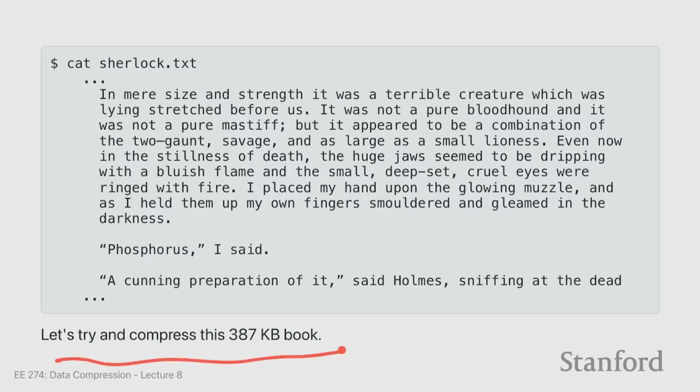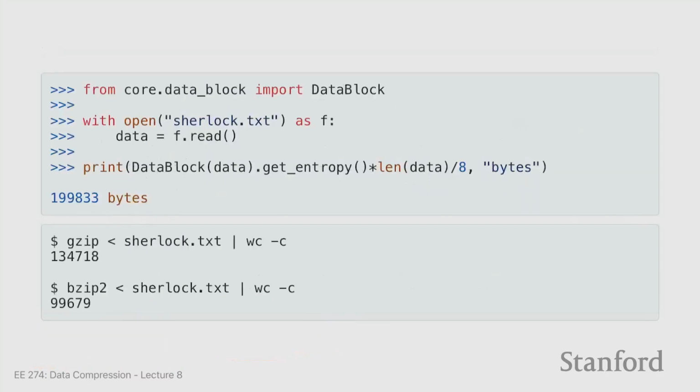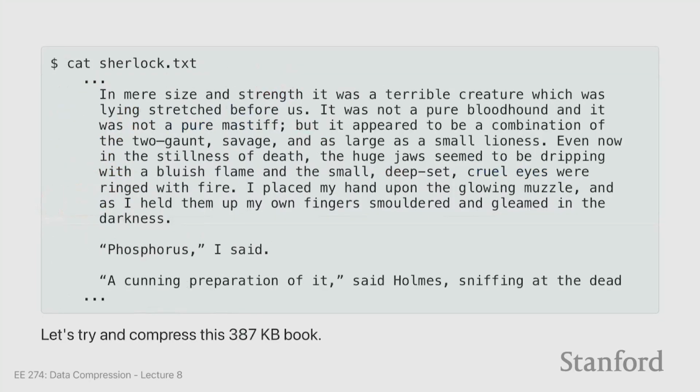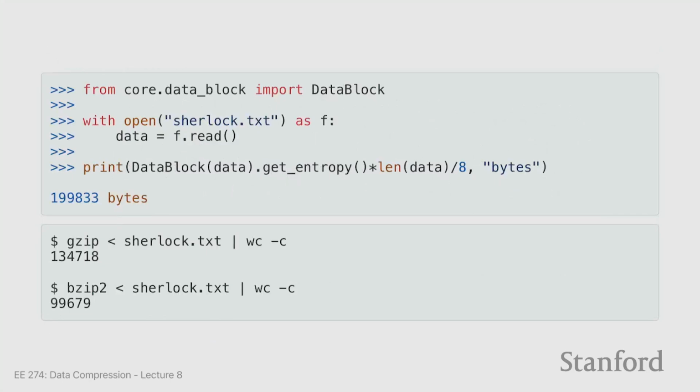Okay, so we read all about entropy coding and so on, right? So I thought let's try to compress this book. I called this get entropy function to get the empirical entropy. You compute the frequency of each of the letters and compute it. I got 199 kilobytes, where the original file was 387 kilobytes. So that's good. That's roughly a 2x compression.